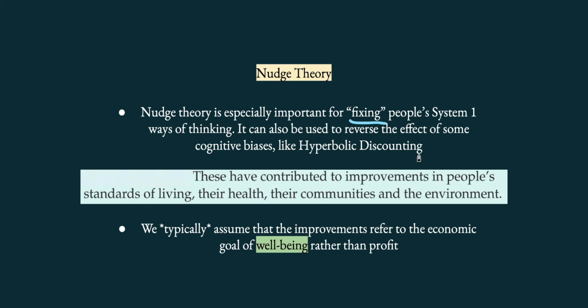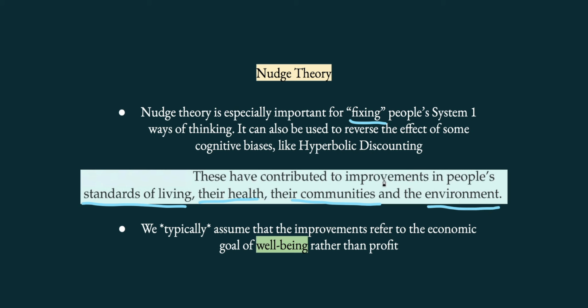However, it can also be used to reverse the effect of some cognitive biases, also by means of quote-unquote fixing, like hyperbolic discounting. And while we're just using the big example of this in grocery stores, nudge theory has actually contributed to improvements in people's standards of living, their health, their communities, and the environment. So while standards of living might relate to producers or people who own grocery stores, they're not the only people who use nudge theory. Healthcare facilities use nudge theory to convince you to get healthcare and improves social health overall. Communities and charities do the same thing, and so do organizations that are there to try to help the environment. They all use nudge theory in a certain way to help their cause.